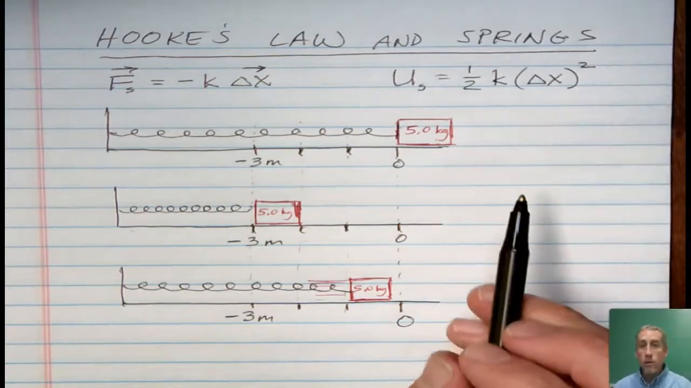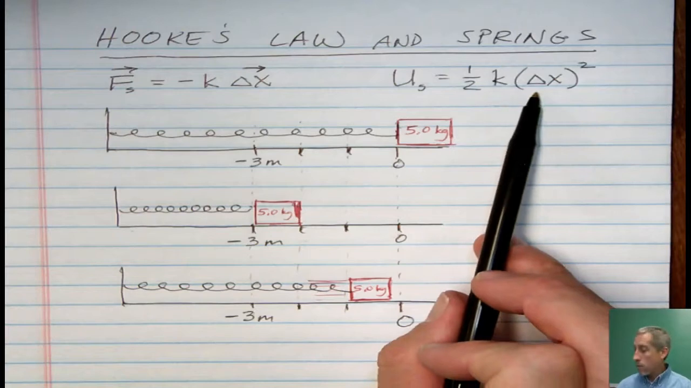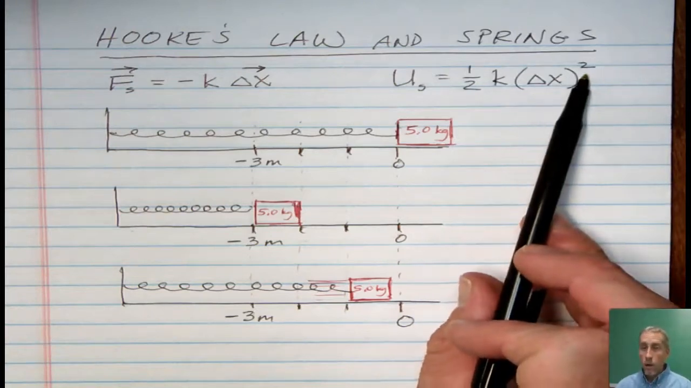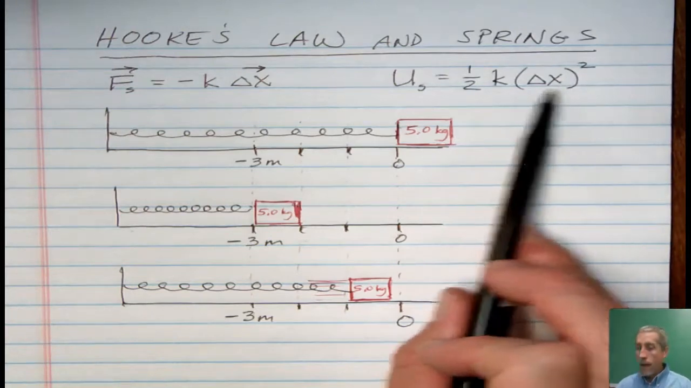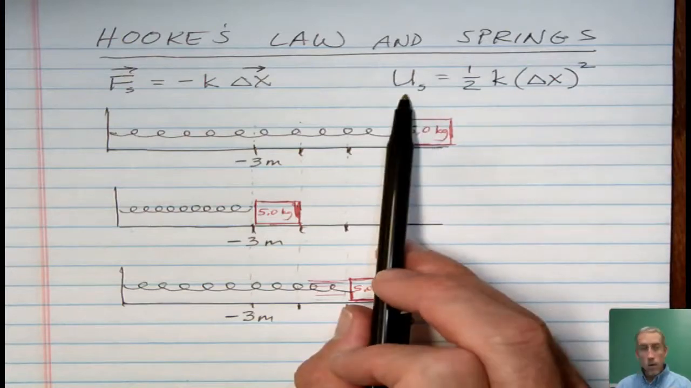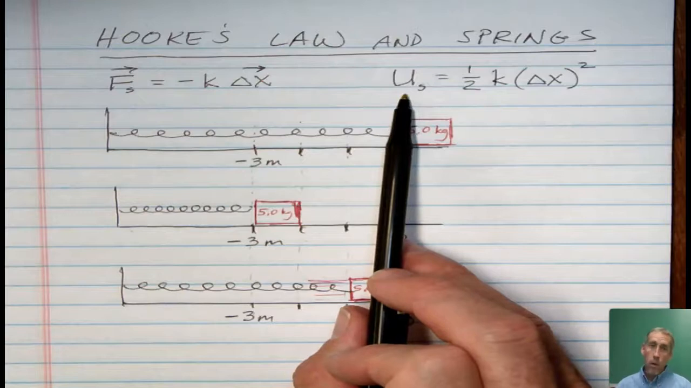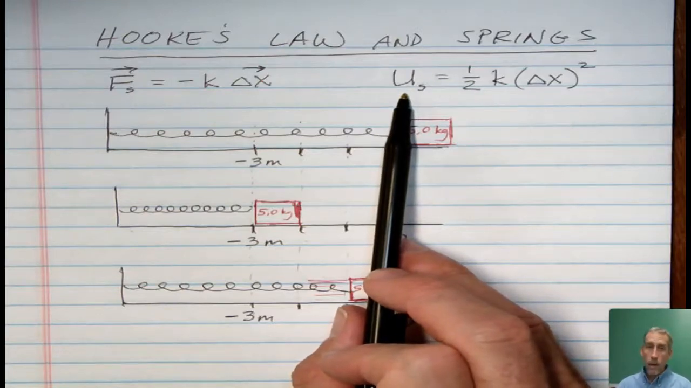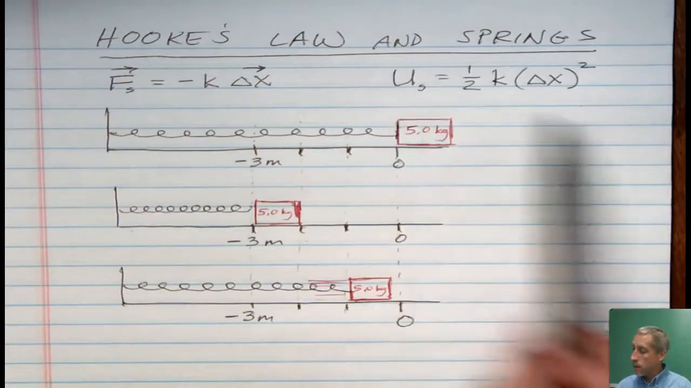Now we don't put a vector symbol over this one for a couple reasons. First, because it's squared, we just need the magnitude of the stretch or the squish. And energy is a scalar. It is not a vector quantity. That means we don't need any kind of direction associated with it.